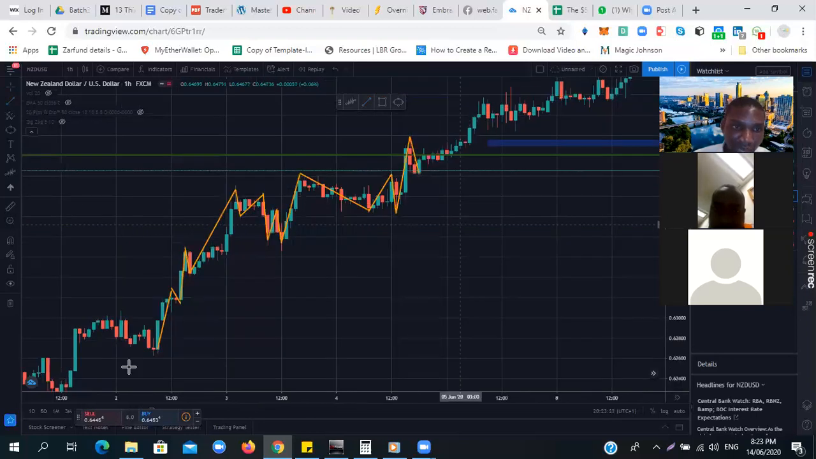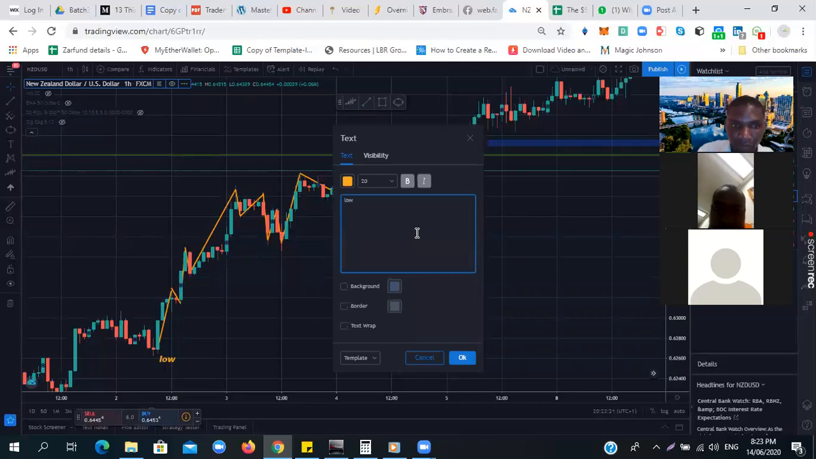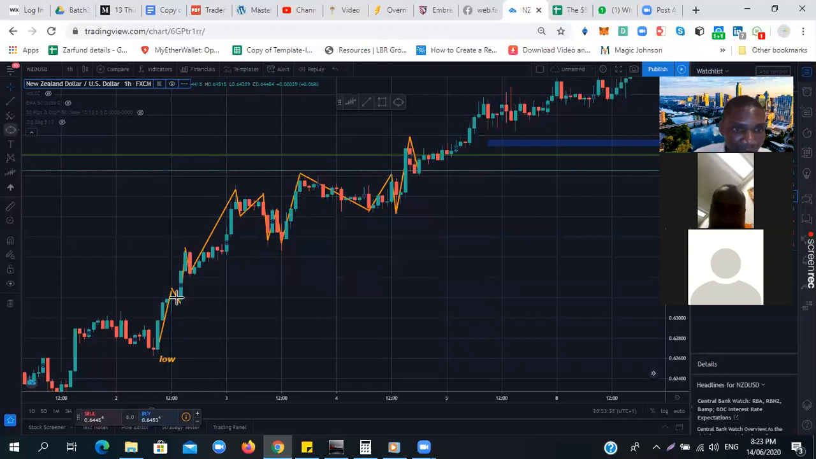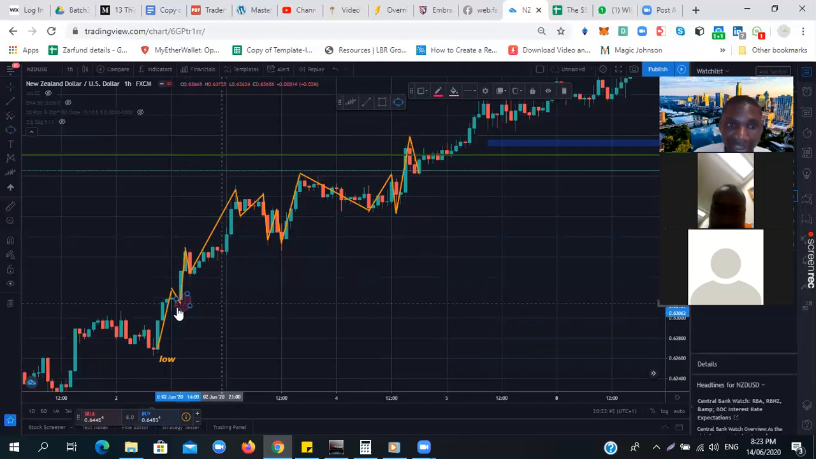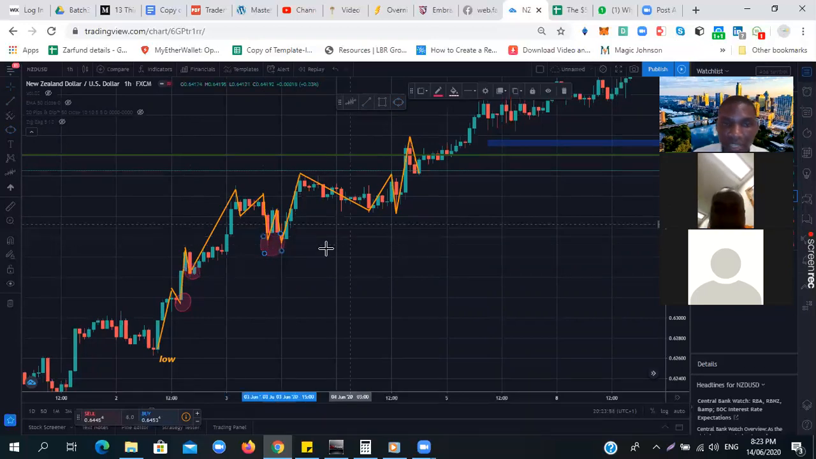All right, so here now, what do we see? We see a low here. This is a low point. And then we see this point here. This point here is a higher low, sorry. This is a low, this is a higher low. This low is another higher low. This is another higher low. So this is how we identify these points.